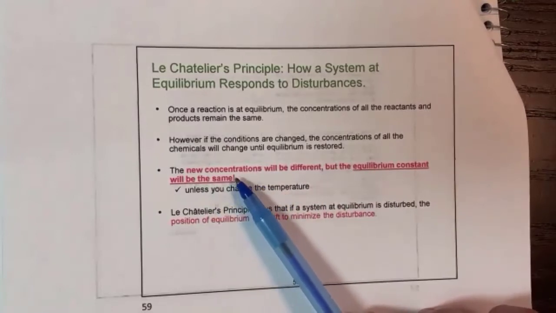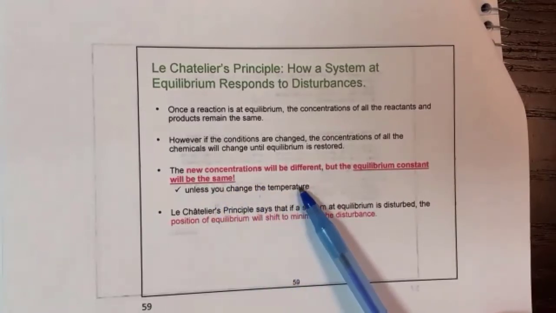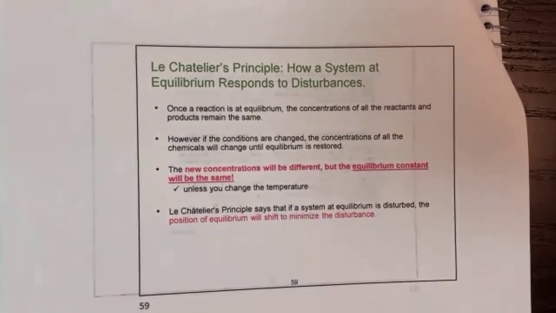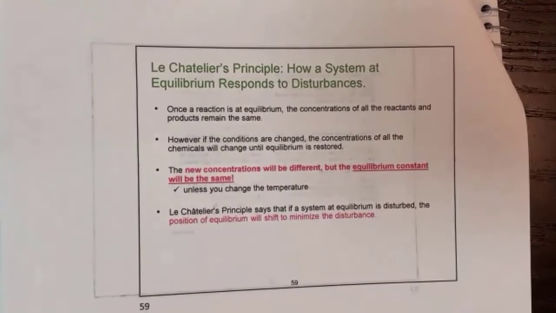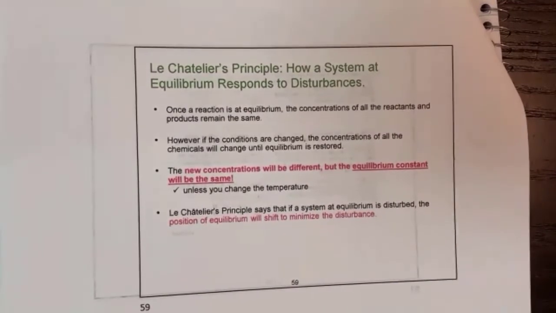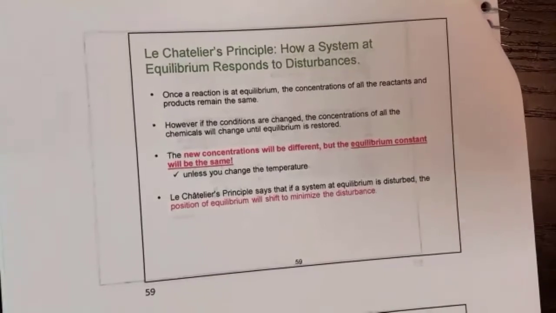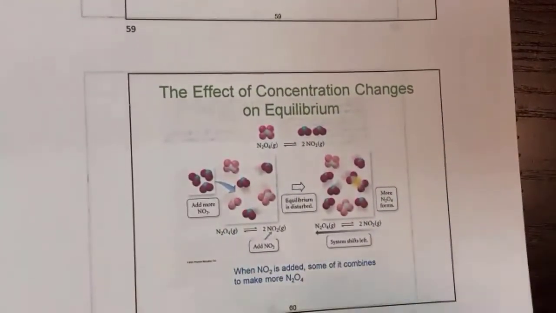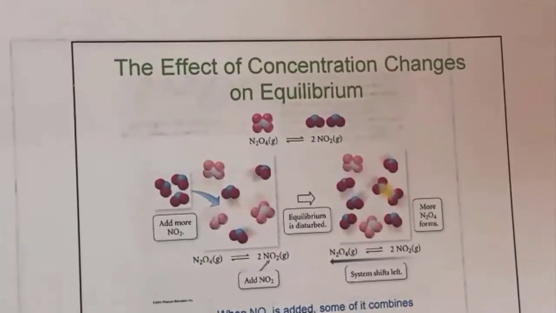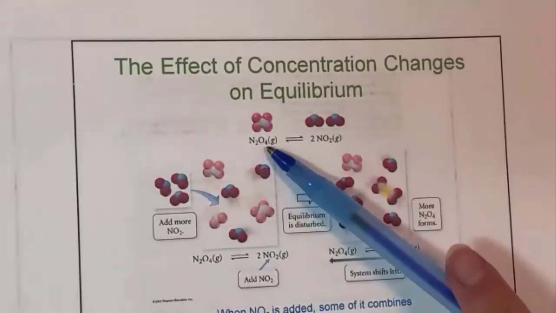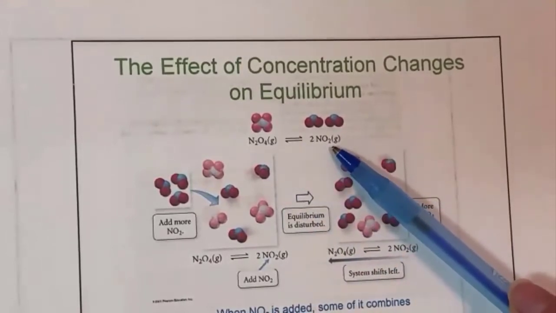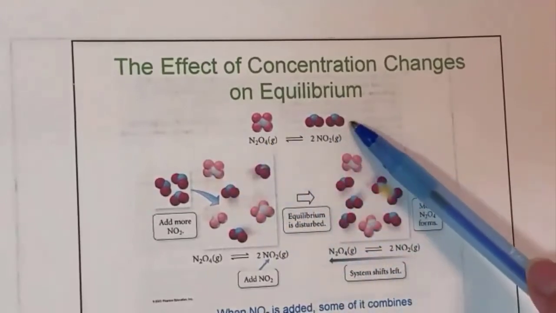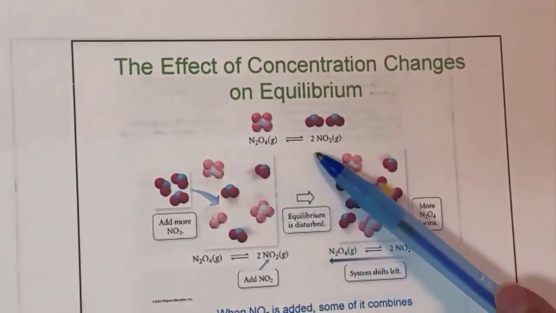When does the K change? When you change the temperature. We'll talk about how temperature changes affect it too. In this case, the system will try to undo the change that you make to it. So here's an example of a reaction. Say N2O4 goes to 2NO2 and it's at equilibrium. Once it's at equilibrium, it's happy, it's got the K ratio, it's a perfect ratio.